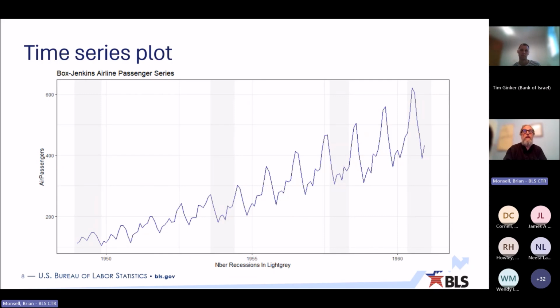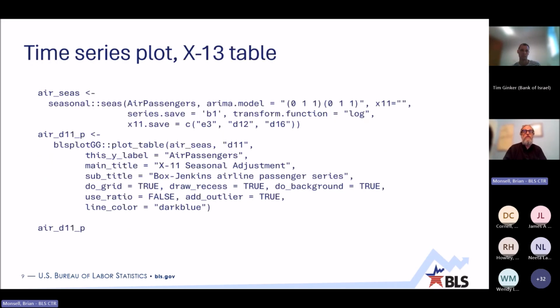Now, not only can I do that, but I also work very much in conjunction with Christoph Sachs's seasonal package. So if I create a Cs object using the seasonal package, this plot underscore table allows me to print any table that's accessible within the Cs object. So here I'm going to plot the D11 table right here.